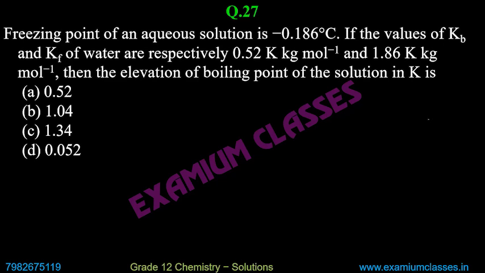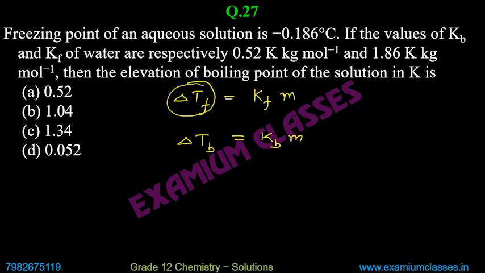Now, if you think there is any confusion, write the formula. Freezing point, if we are talking about, it is like this. And if we talk about boiling point, for boiling point, we need delta TB. What is given? This is given, minus 0.186. Kf is given. It means this is M which you will get from here and use it here.